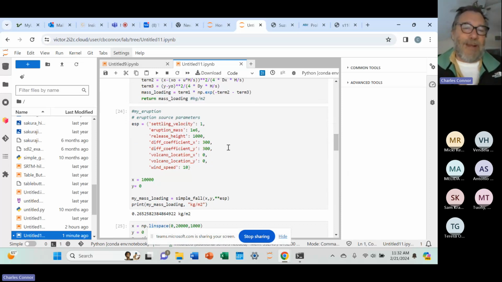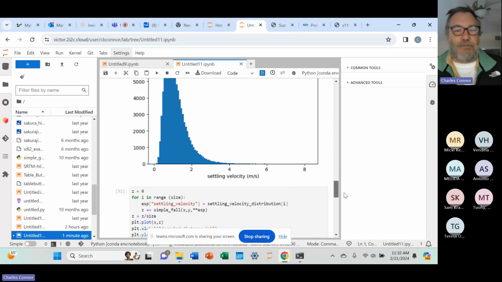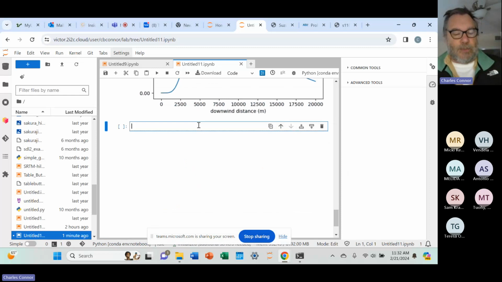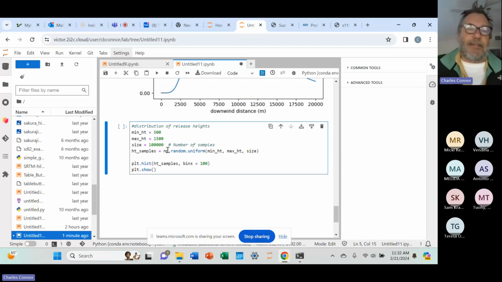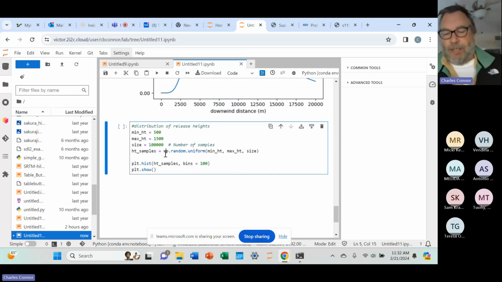And that's only one parameter we've looked at. What about the release heights? I could have a whole range of release heights as well. So instead of just varying the settling velocity, I could vary the release height. I actually pre-wrote that code and I'm just going to dump it in here. Let's vary release height. Just to keep it similar, I'm going to keep a very low column, 500 to 1500 meters, and use a uniform random distribution.